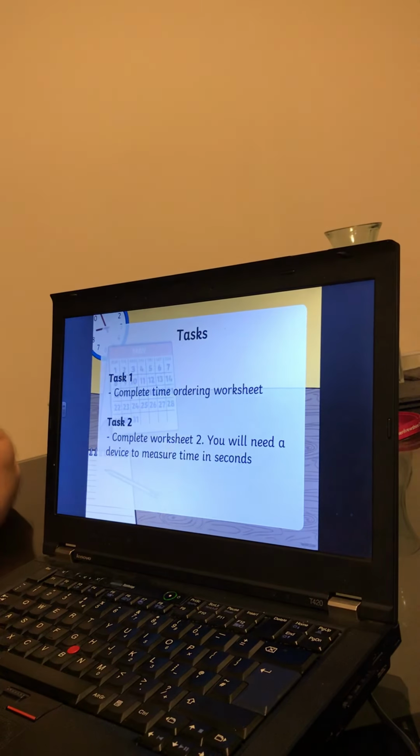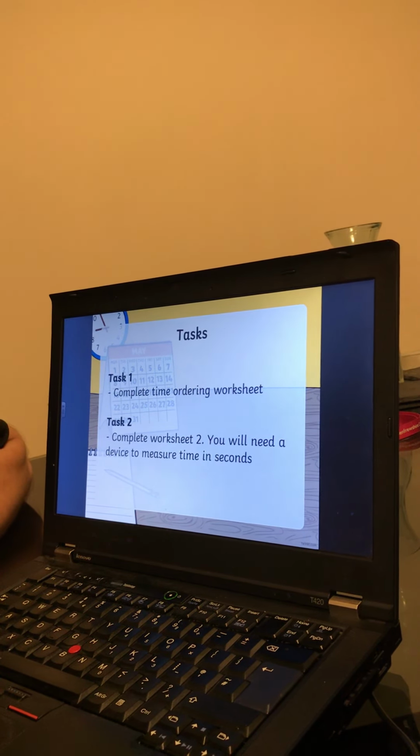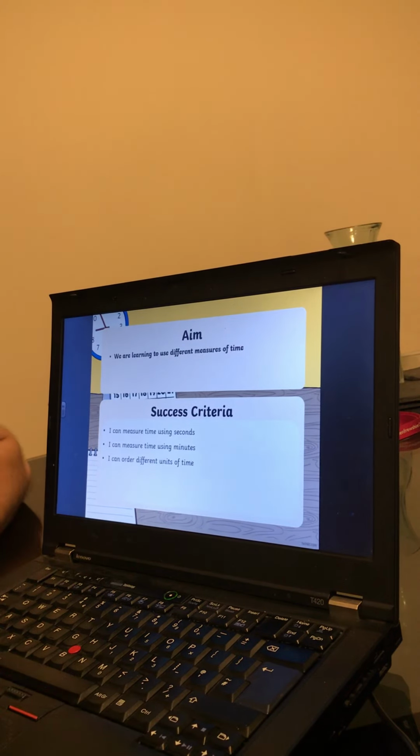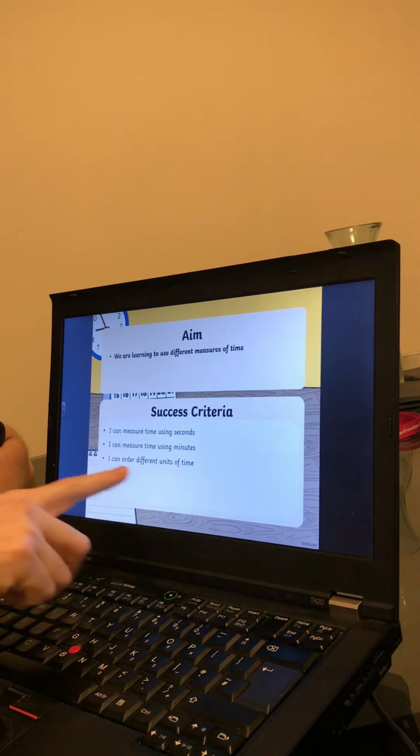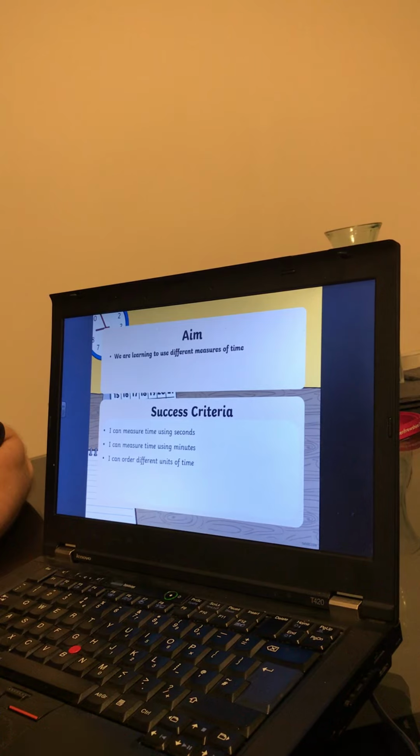And that's us here. That's your last point for our PowerPoint. So going back, we're looking at measuring time using seconds, which we'll get a wee chance to do, looking at using minutes, and then ordering different units of time.